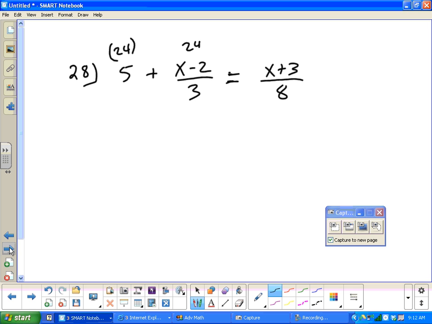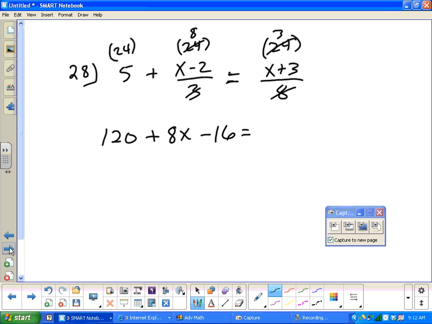Okay, so let's multiply everything by 24. What's 24 times 5? Okay, thank you. All right, and then what? 3 goes into 24 8 times. Now we got to multiply 8 times x minus 2, and you got to be sure to distribute. It would be 8x minus 16. All right, and then 8 goes into 24 3 times. That's going to leave me with 3x plus 9.